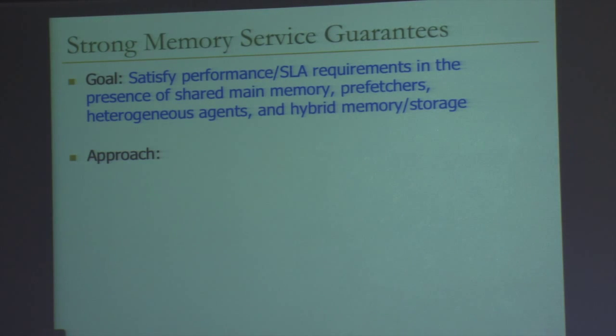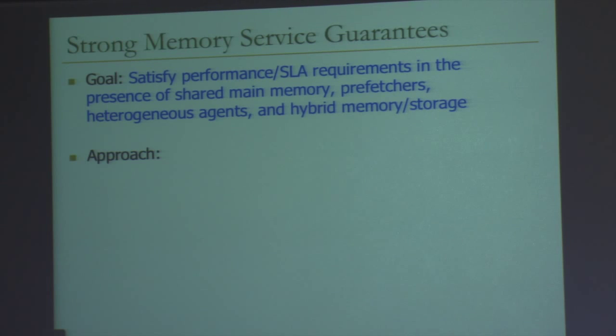So one solution approach, I'm not suggesting that you should do this for your project if you choose to work on this, but I think one good goal, this is actually kind of like a project proposal if you think of this, right? Basically, the goal is to satisfy performance or service level agreement requirements in the presence of shared memory, prefetchers, heterogeneous agents, and hybrid memory storage. This is a huge project, of course. You cannot finish this in 3 months, so you should probably pick and choose some of these things. Maybe shared main memory is enough, right, with hybrid memory.